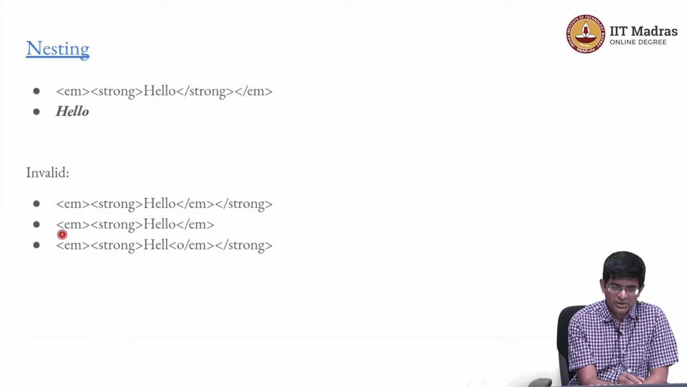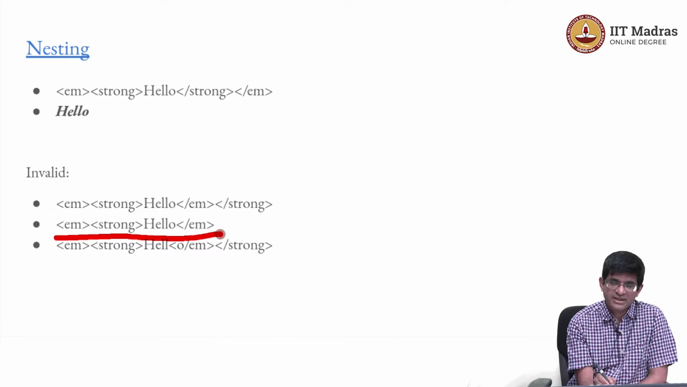Okay. What happens if you don't close one of the tags, right? You don't close the strong tag, you straight away go and close the EM tag. Is this valid? Technically no. Once again, what will the browser do? Most likely try and make a best effort and realize that since you have closed the outer tag, the inner one must also have been closed.